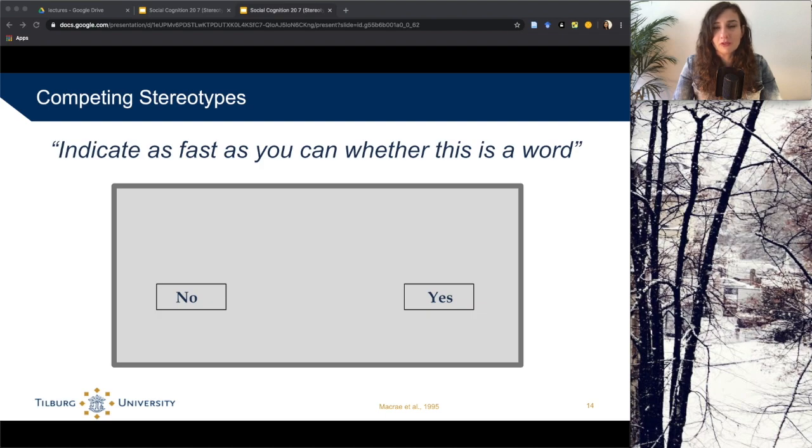Participants were presented with a screen like this, and they were asked to say, as fast as you can, decide if the stuff that we're going to show you is a word. Yes versus no, press the button. Then the word would be shown, and participants would be asked to respond. Is this a word, yes or no? And again.